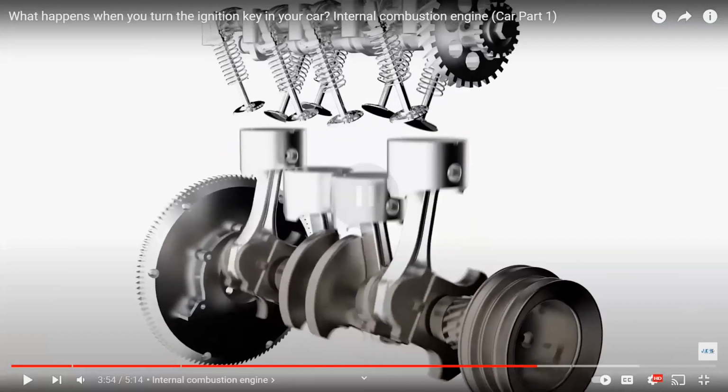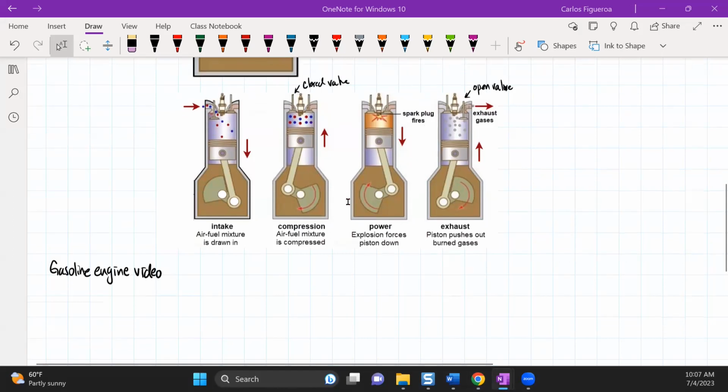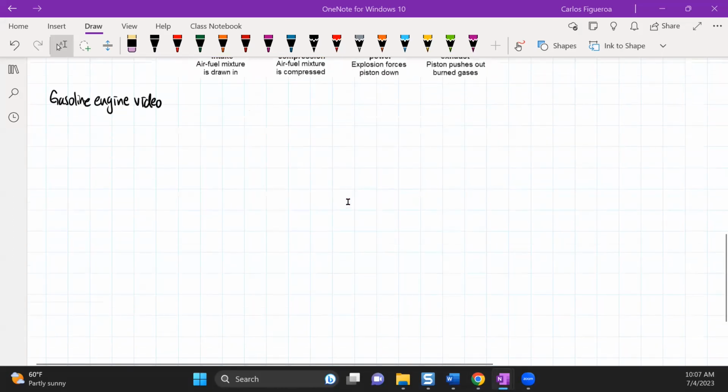Okay, I want to stop it right there, but you see the whole process right there. So what I want to do now is go back to my screen and show you what I'm thinking about here. So let's go back through what we were just talking about.